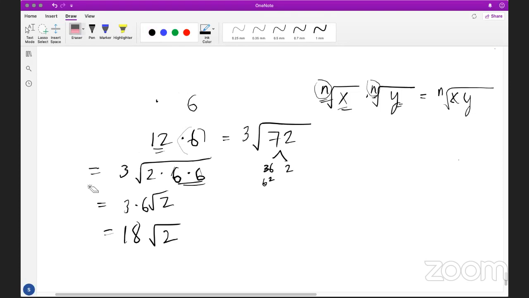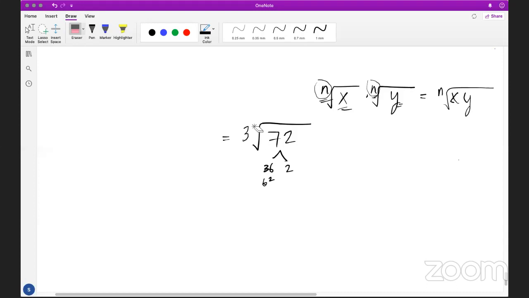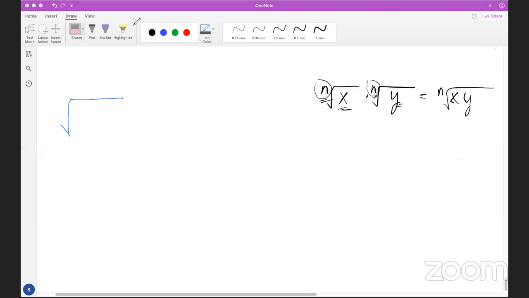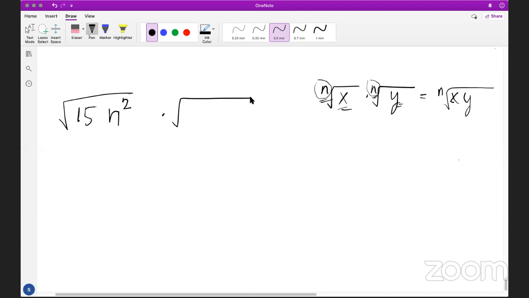So how about if meron tayong mga square root of 15 n squared times square root of 10 n raised to 3. Okay? So, pwede mo na itong ilabas, pero pwede rin na isama mo muna siya. Tapos mamaya ka na maglabas ng mga perfect square. So, here we have 15 times 10 or 150 times n raised to 5.